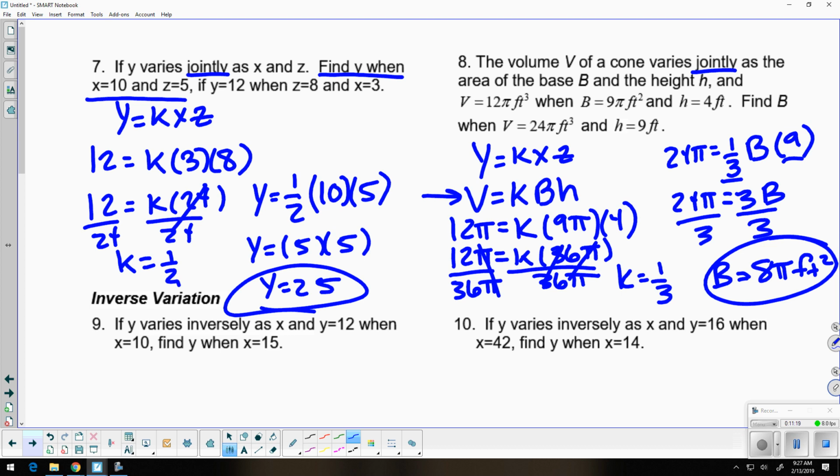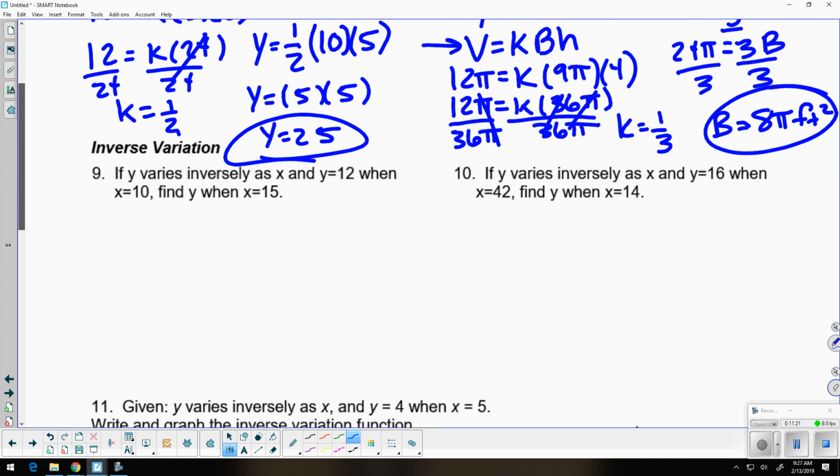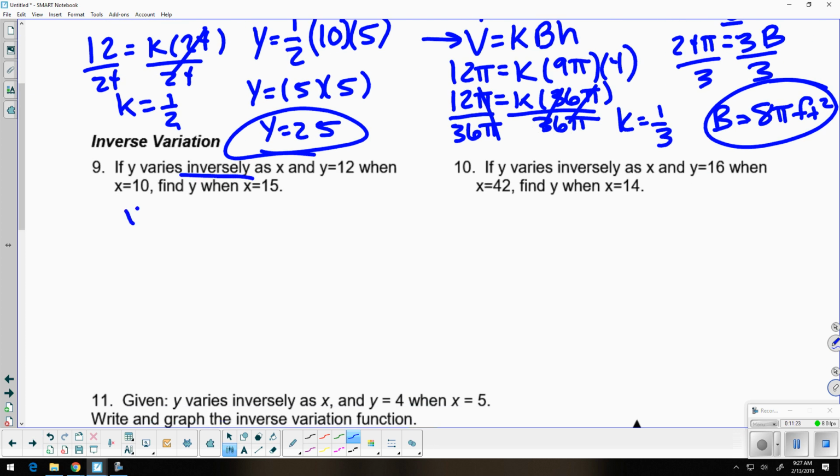Now inverse. So these next ones are inverse variations. So it says if y varies inversely as x. So here's inverse variation. It's k over x. Okay, so we know y is 12 when x is 10. Again, pause, solve for k. So I'm just going to multiply both sides by 10. So we get 120 equals k.